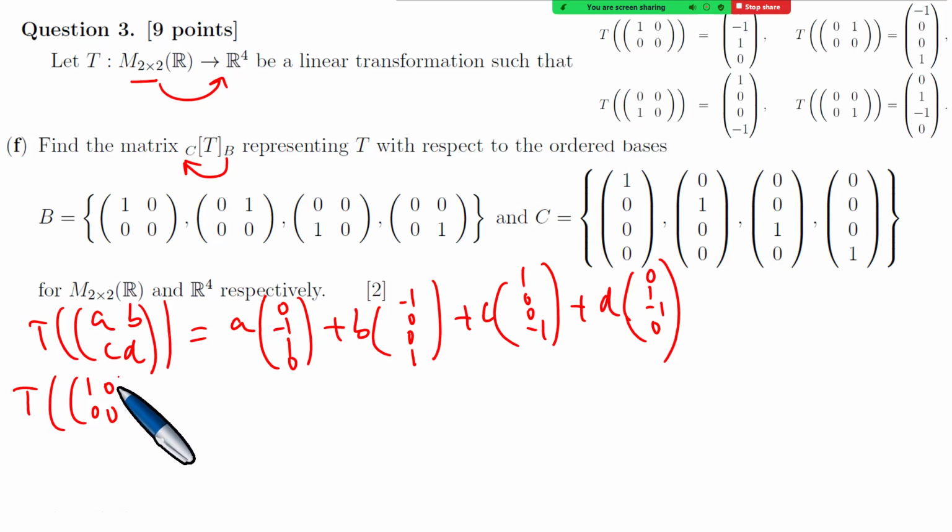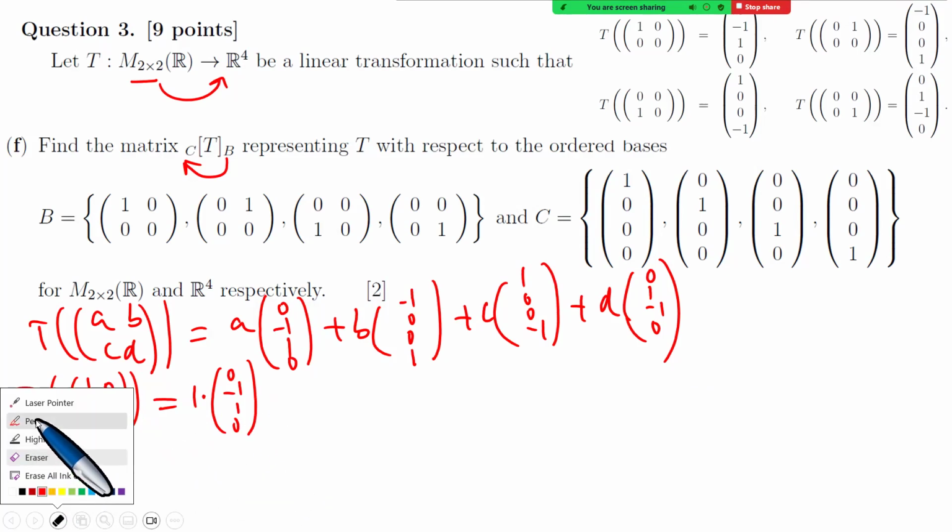1, 0, 0, 0. Okay, so it's A, B, C, D. A, so you can put a 1 here. 0 minus 1, 1, 0. And then the B, the C, and the D. Yeah, so here it's only A that is 1, so the rest are 0. So these things are going to disappear, all of them. So we're going to have just one vector like that.